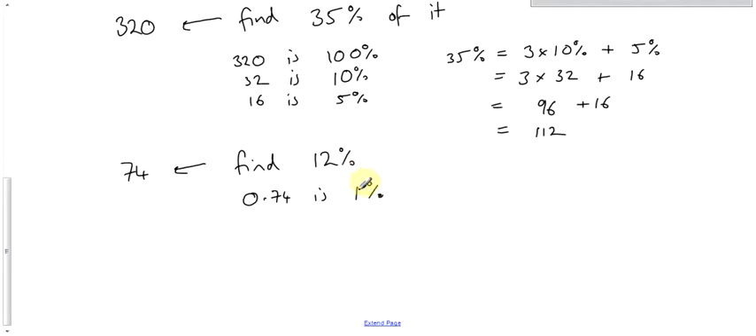Now, if I know what 1% is, I can find any percentage I like. To find 12%, I times 1% by 12. So there we go, times it by 12, that'll get us 12%. And I've got to do the same over here. I've got to times that by 12. I'm just going to use a calculator for that, so 0.74 times 12, and that gives me 8.88. It's not a very nice number, but we've just worked out that 12% is 8.88. That's life. Sometimes you don't get nice numbers.